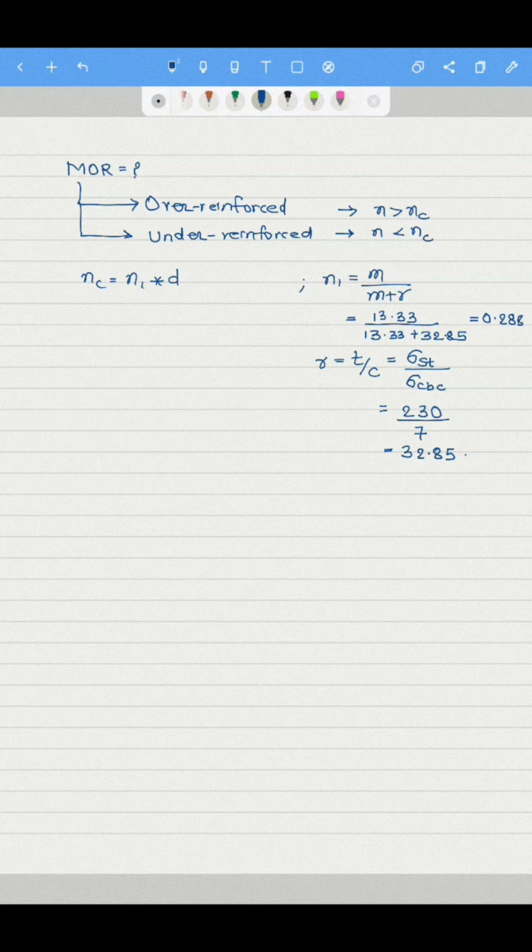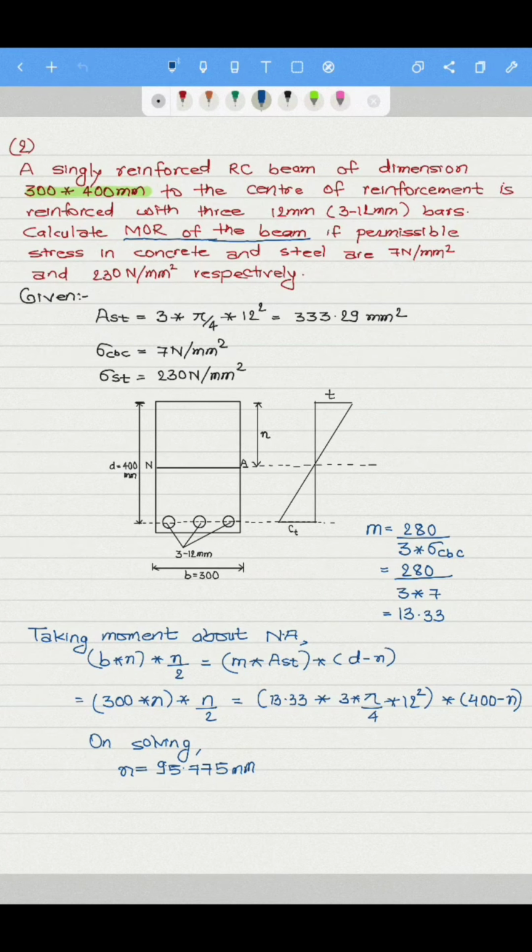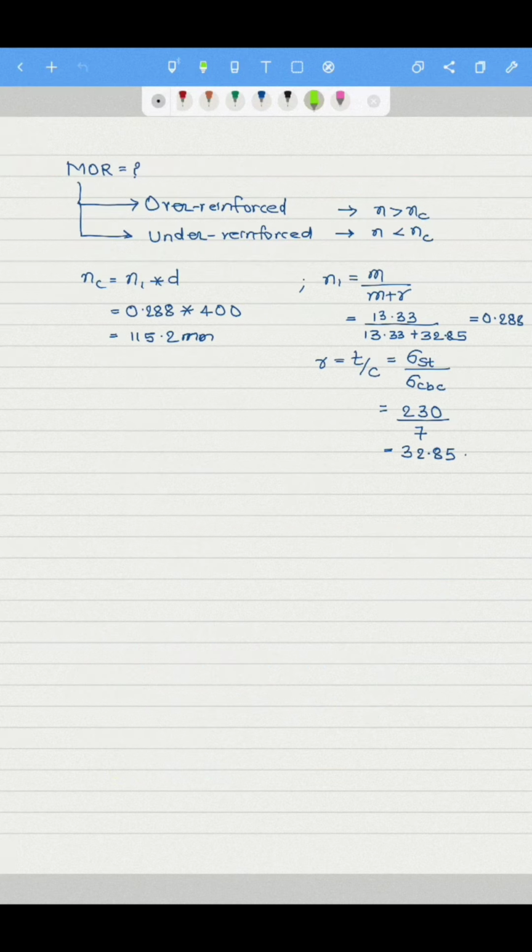So the value of nc now will be equal to 0.288 times d, that is 400. Now we get here 115.2 mm. We can clearly see the value of n is 95.775 mm, but the value of nc that we obtained here is 115.2. So what we can write here is, since n is less than nc, this is an under reinforced section.